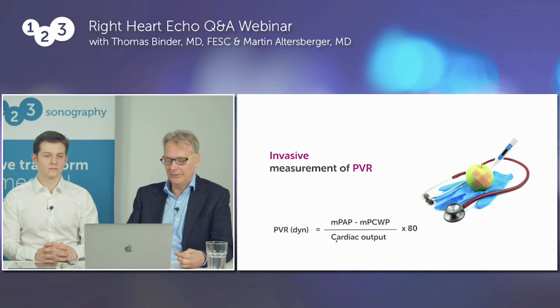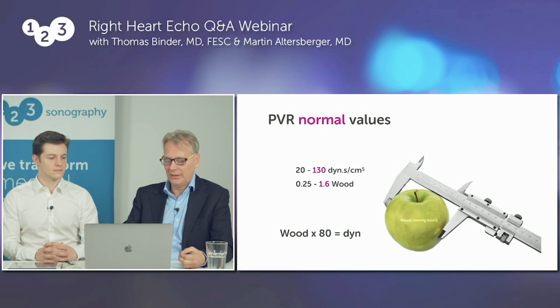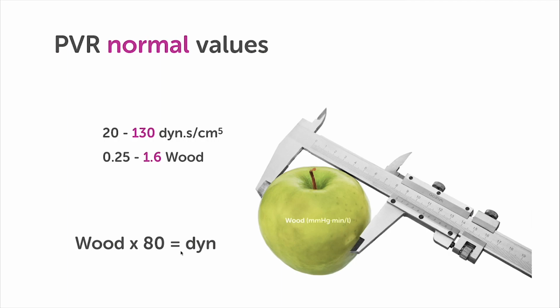divided by the flow that goes through, the cardiac output, and then you use this factor of 80, and you get the pulmonary vascular resistance in dyn. You can also use Wood units; the Wood units times 80 would be the dyn. So this is the way you would look at it, and here you have the classic measurements. Between 20 and 130 would be normal. Between 0.25 and 1.6 would also be normal for the Wood resistance.